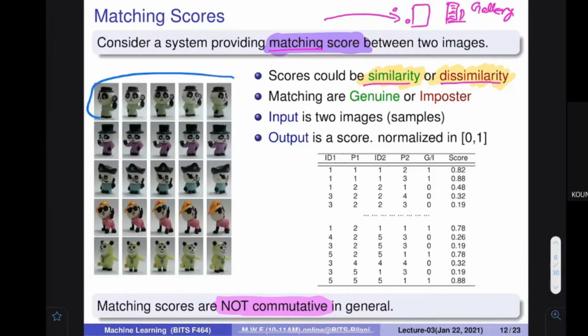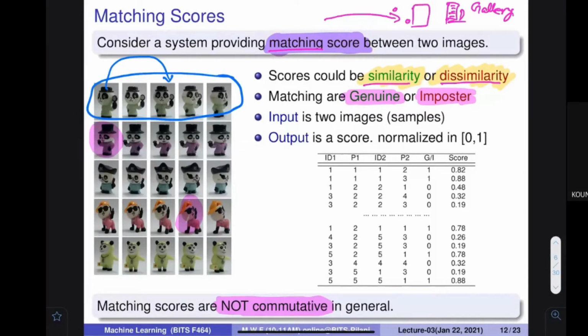If you understand this particular thing, please try to understand that when I match the same person's image with another image of his taken at a different time, it is called the genuine score. That score would be genuine. When I match this person's image with any other person's image, this kind of score is called the imposter score.